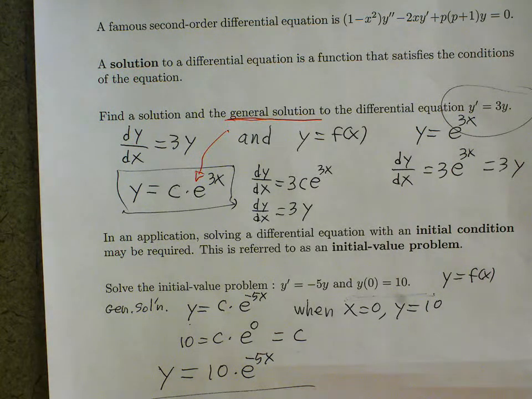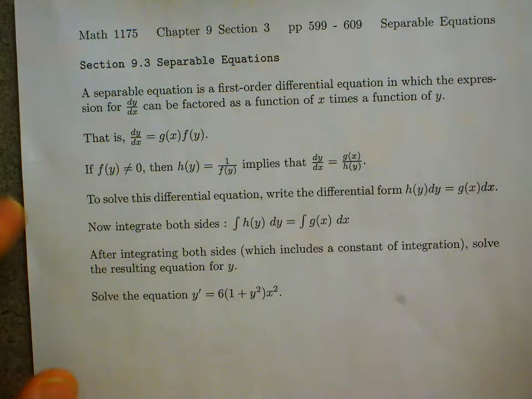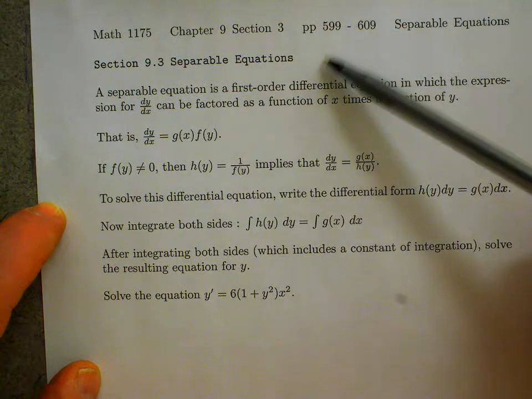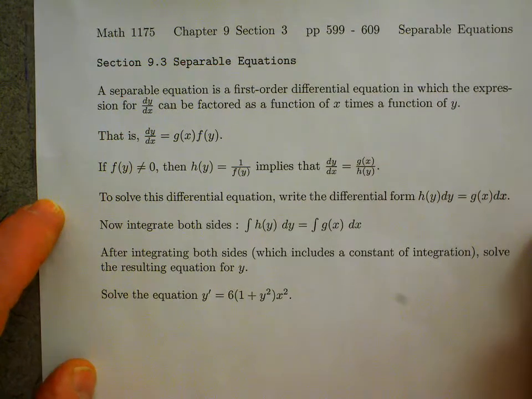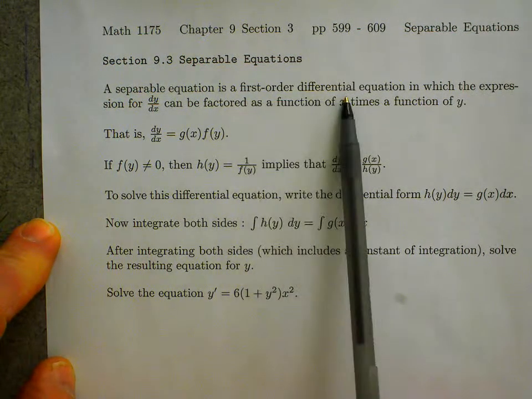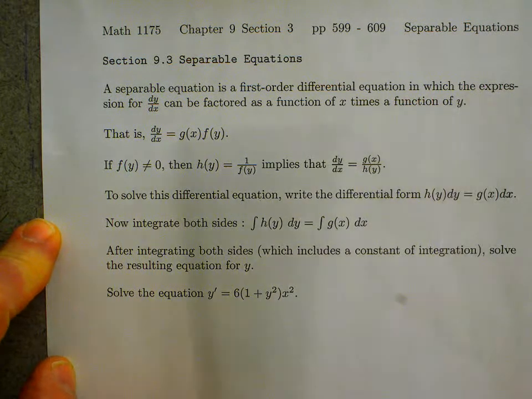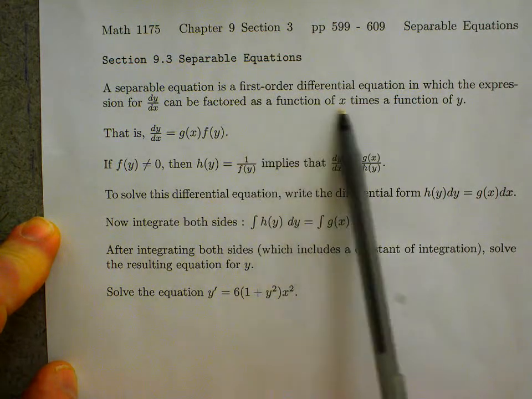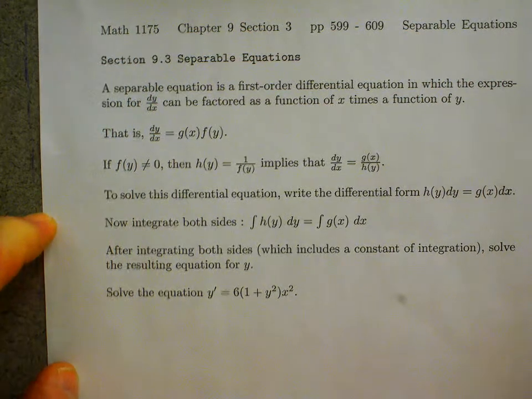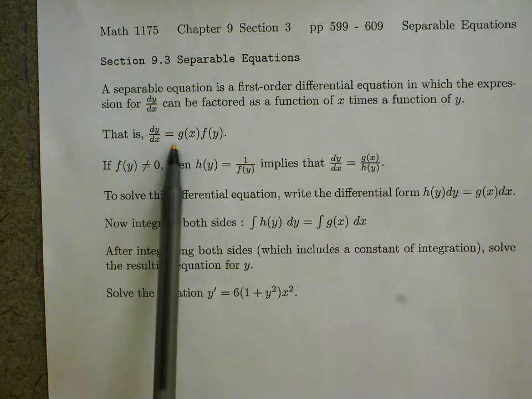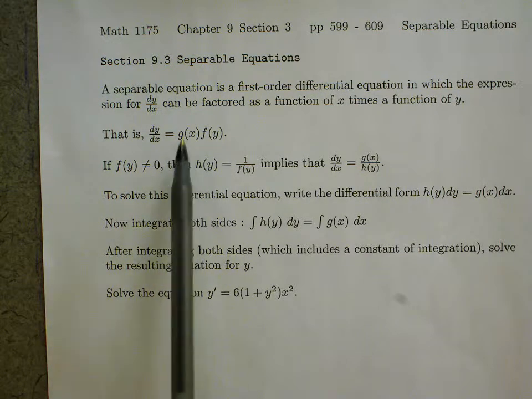In section 9.3, we'll take a look at what are called separable equations. A separable equation is a first-order differential equation in which the expression for dy dx can be factored as a function of x times a function of y. What that means is dy dx can be expressed as g of x times f of y.